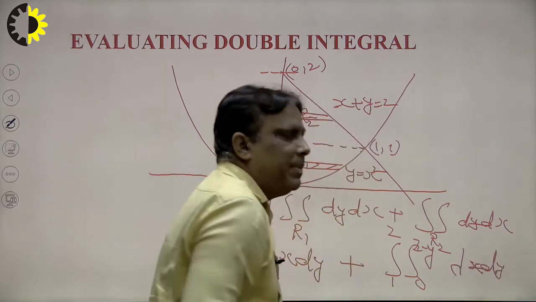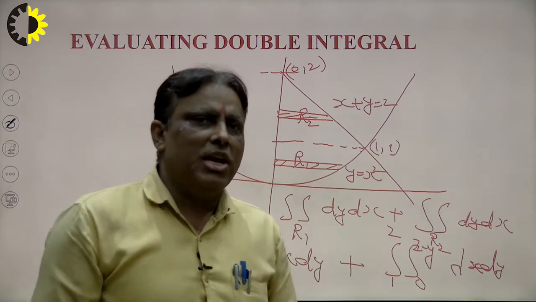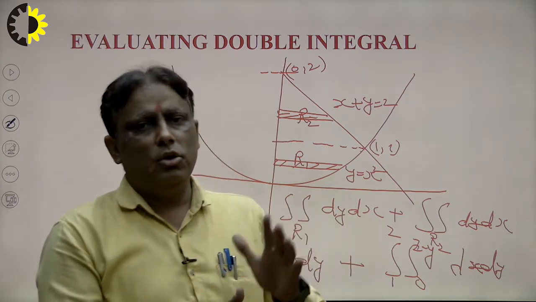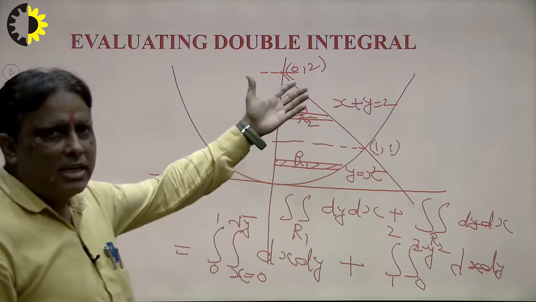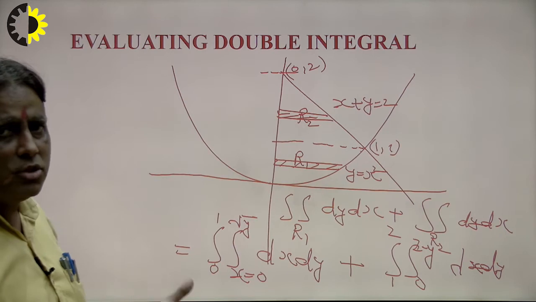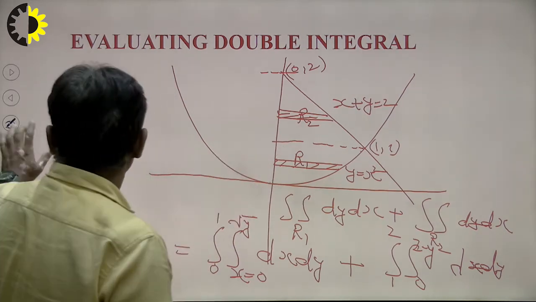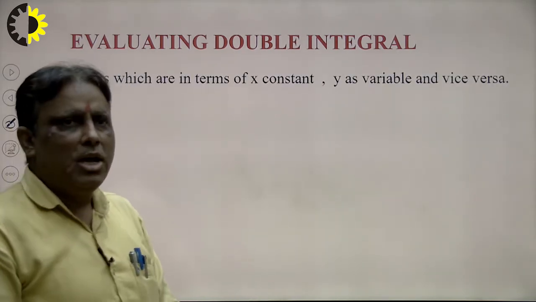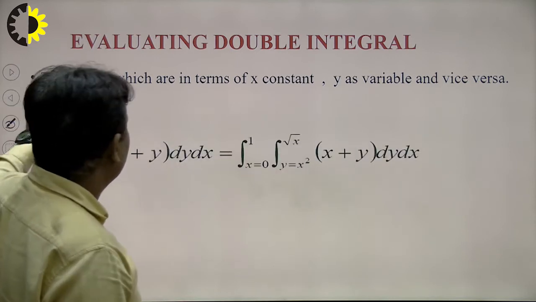So students, keep in mind that when we take the limit, we consider very carefully whether the region is divided or not. If I see that the region is divided, then we take the limit of the y-axis. And if there is no possibility of the region being divided, we can take any type of limit. In this way we evaluate the double integration with the help of limits.